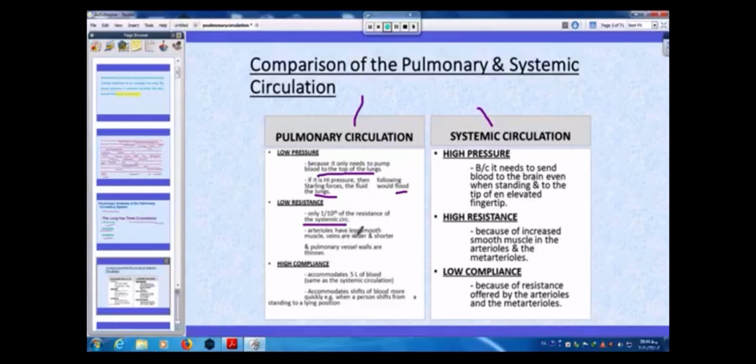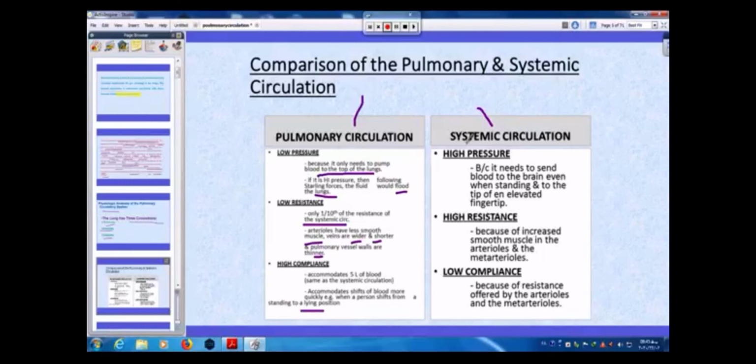Arterioles have less smooth muscle, veins are wider and shorter, and pulmonary vessel walls are thinner. Okay. Another feature of the pulmonary circulation is high compliance, and it accommodates 5 liters of blood, the same as the systemic circulation. It accommodates shifts of blood more quickly, for example, when a person shifts from the standing to the lying position.